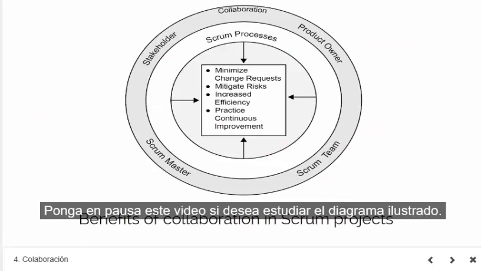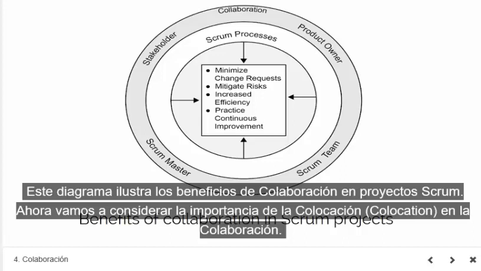Pause this video if you wish to study the displayed diagram. It provides an illustration of the benefits of collaboration in Scrum projects.